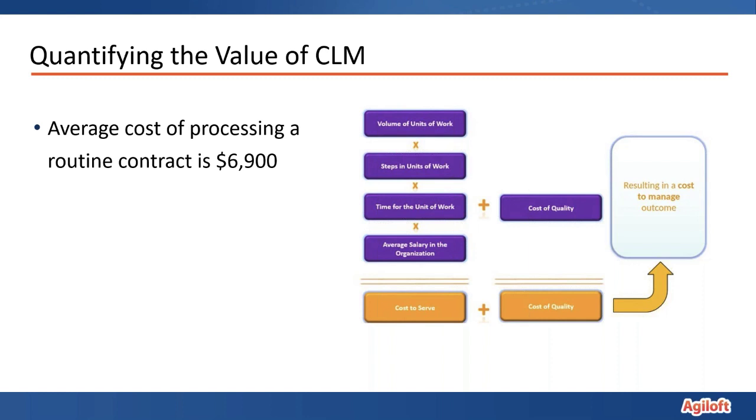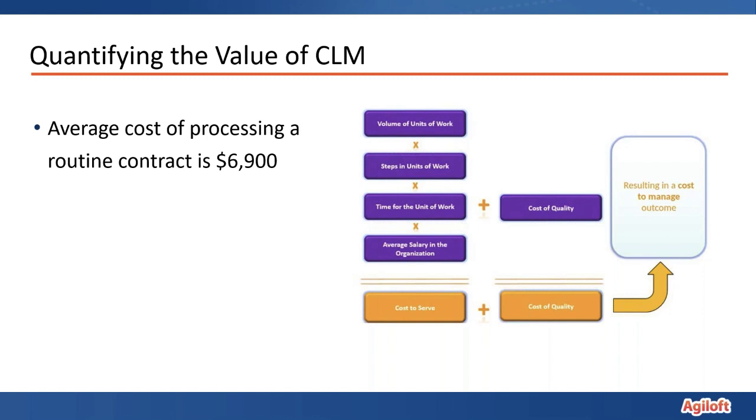IACCM has done quite a bit of research around the whole contracting process and how value is derived, and I touched on some of this a little earlier. You'd be surprised at how much time even simple contracts require in terms of processing. We did one study that put the average cost of processing even a routine contract at just under $7,000. And that was just to get it through to execution, not the in-life management of the contract.